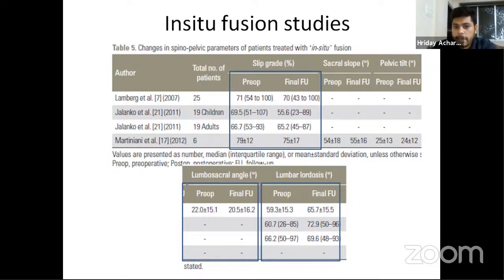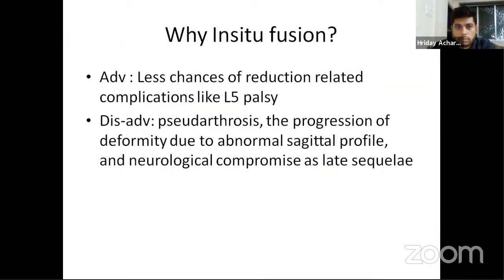But the lumbosacral angle and the lumbar lordosis also did not change; they were not significant, and were the same in both groups. So why do in situ fusion? Because the only good thing is that there are fewer chances of complications like L5 palsy, and maybe it's a less messy procedure. However, the disadvantages are that there are high chances of pseudoarthrosis, very high chances of progression of the slip because of the abnormal surgical profile, and neurological compromise can happen over the long term as a late sequela, because the nerve root is always stressed.